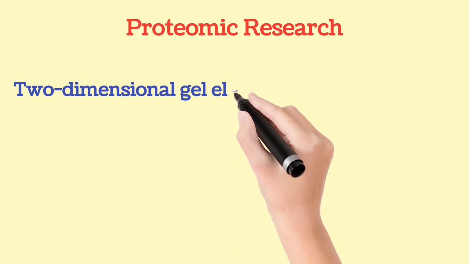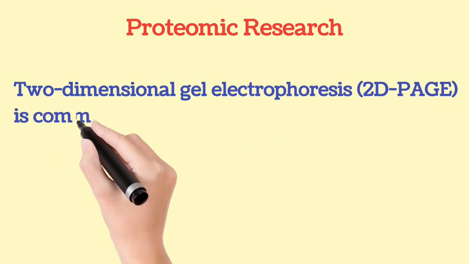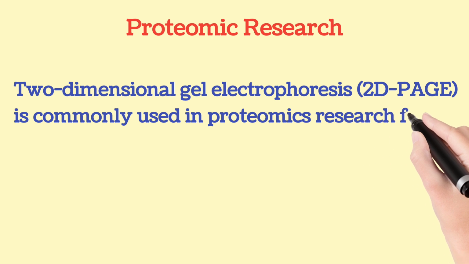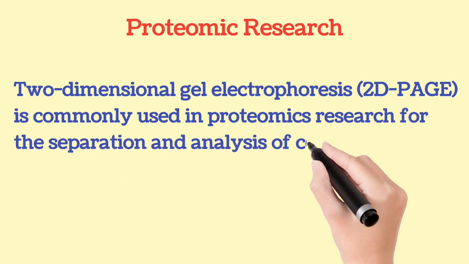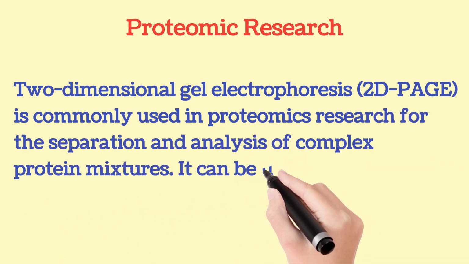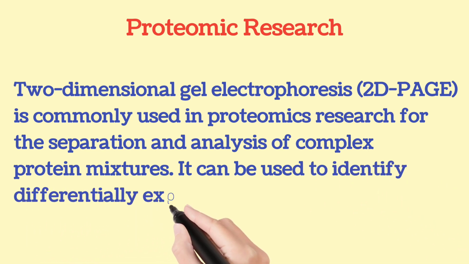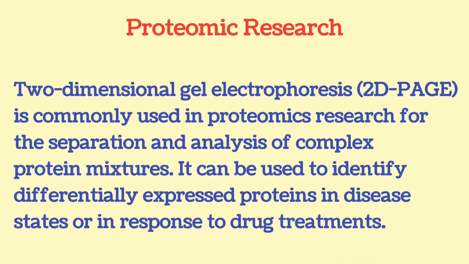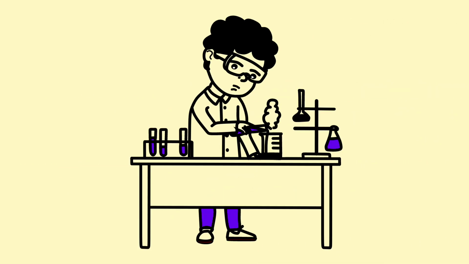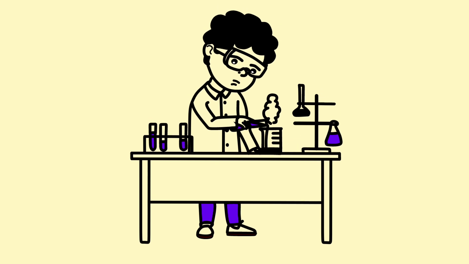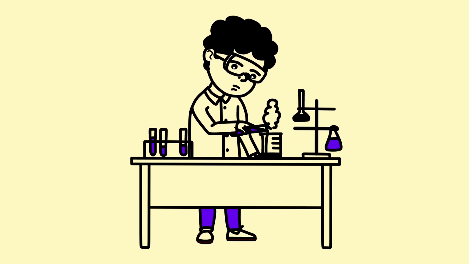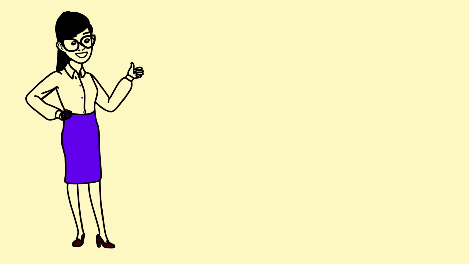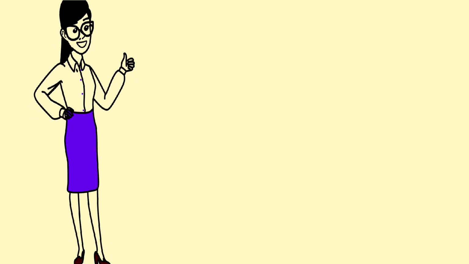5. Proteomics research. Two-dimensional gel electrophoresis, 2D PAGE, is commonly used in proteomics research for the separation and analysis of complex protein mixtures. It can be used to identify differentially expressed proteins in disease states or in response to drug treatments. Overall, electrophoresis is a versatile technique that plays a critical role in the analysis and characterization of biomolecules in various research and clinical settings.